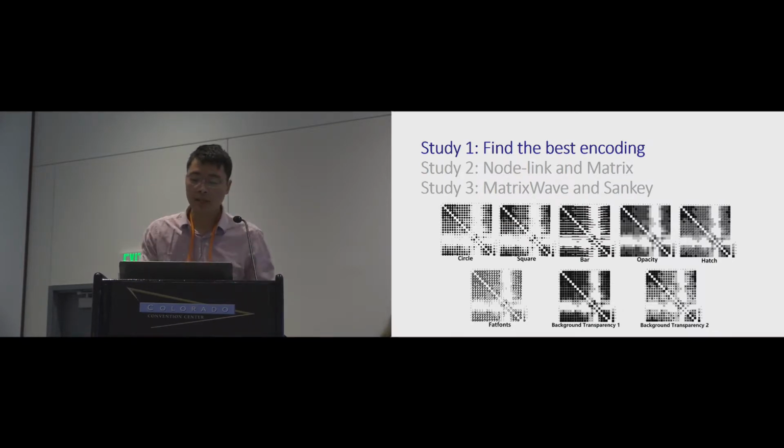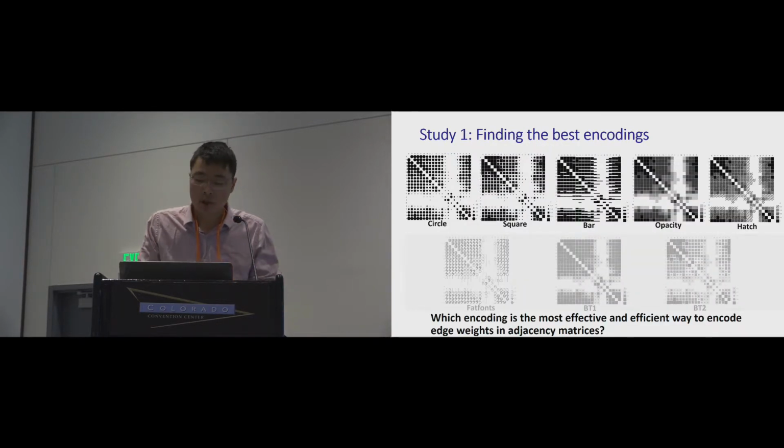So before we started evaluation on complementary views, we found another research gap. There are many popular encoding methods in matrix, but no study to tell which encoding method is the best for adjacency matrix. So we did a pre-study to figure out the best encoding for weighted edges. We selected 5 most popular encodings.